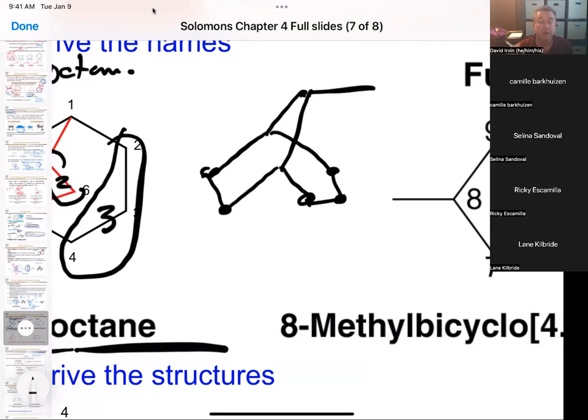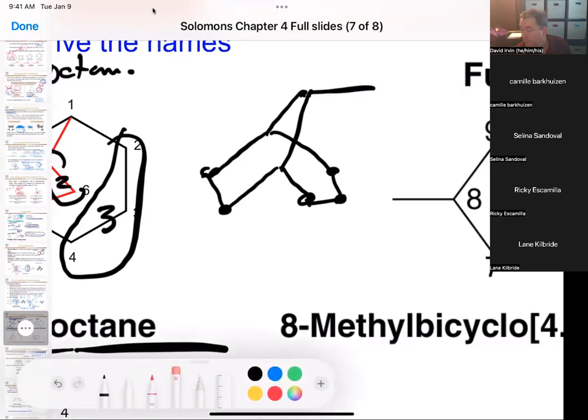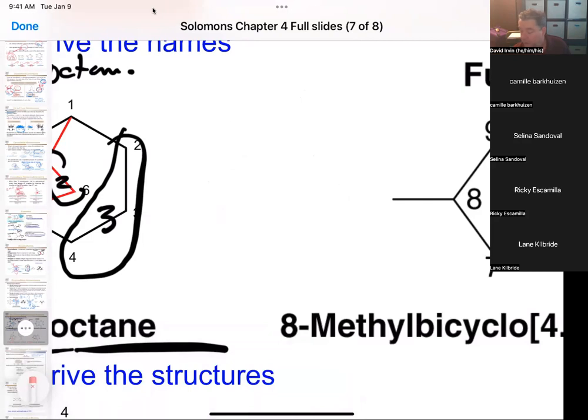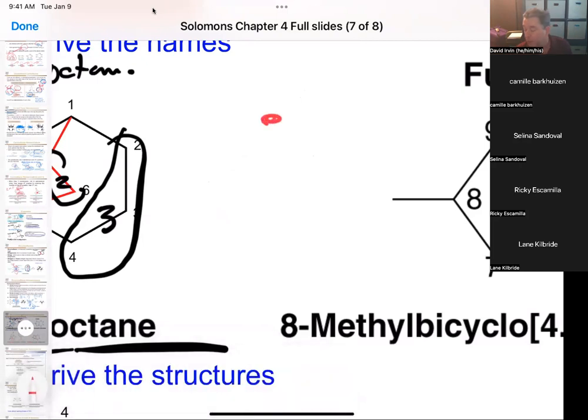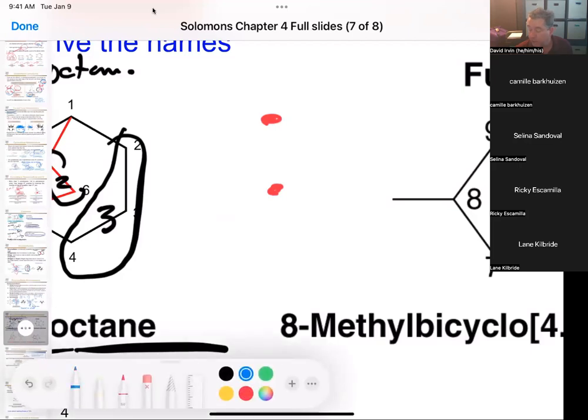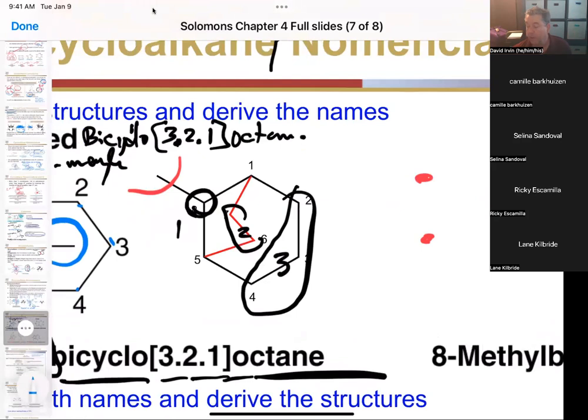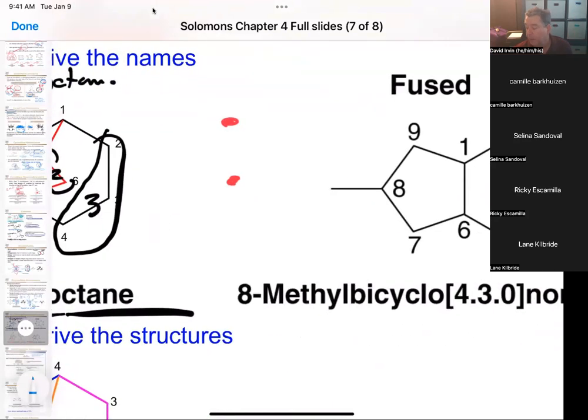Now, when you're drawing bicyclo compounds, the best way to do it is to start with your bridgeheads, because you know you have to have at least 2 bridgeheads. So I'm going to put 1 bridgehead here and 1 bridgehead here. Then you build your first bridge. In this case, we have 3, because it's 3, 2, 1. So we go 1 carbon, 2 carbons, 3 carbons, back to the bridgehead.